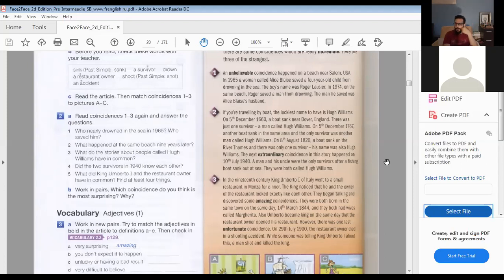Very good. All right, so which of these 3 stories do you think, here this is part B, which coincidence do you think is the most surprising and why? In your opinion, Malak, which of these 3 coincidences, these 3 stories, do you think is the strangest or the most surprising? What do you think? Which one? In your opinion, of course.